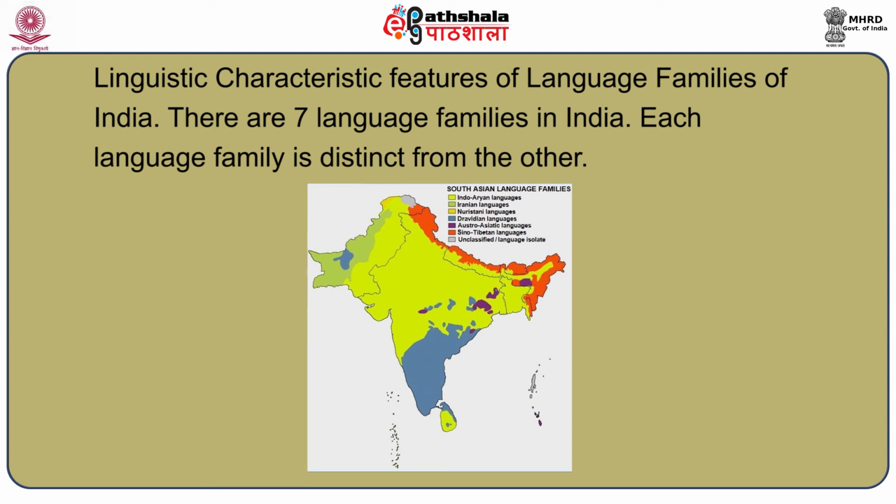We also came across the fact that there are 7 distinct language families that are represented in India, from the mainland India and the Andaman and Nicobar. These distinct language families are genealogically distinct, typologically distinct, and we discussed the salient features of each language family of India in these modules.